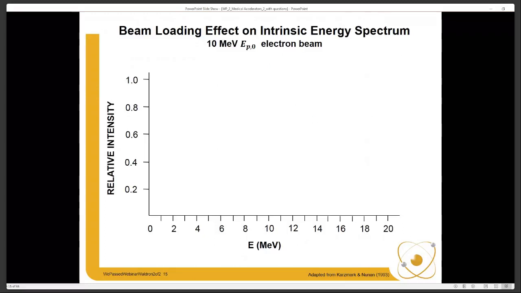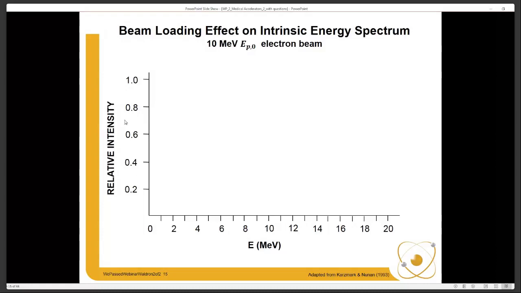Now, when we take an electron beam and we load it, recall in the last lecture and earlier in this lecture, I mentioned beam loading. And I said that if we have a particular amount of RF power in the accelerator, we can only accelerate so many electrons at a time to the energy that corresponds to that power level. In other words, for a given power level, there's an optimal loading. So again, this is going to be a set of spectrums.